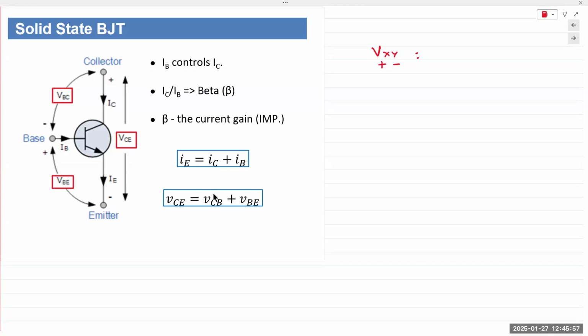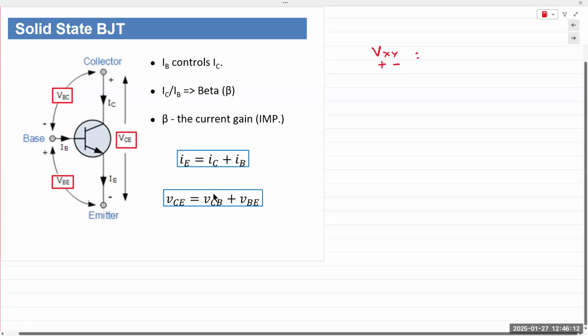Whatever we discuss here for the NPN transistor, the exact same analysis applies to a PNP transistor, except all the polarities are flipped and the current directions are also flipped. So in an NPN transistor, IE is coming out.